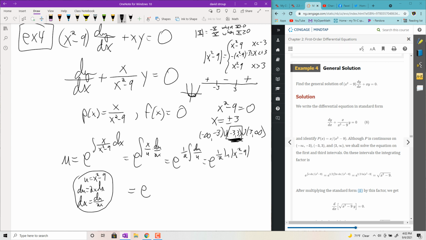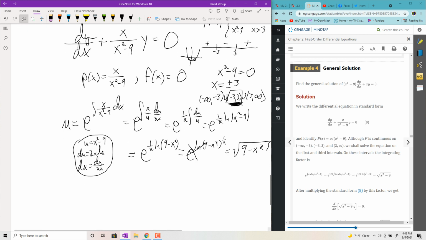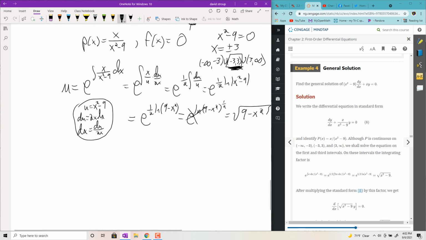So rewriting then my mu, I'll have e to the 1/2 ln of 9 minus x squared, as opposed to x squared minus 9 like they have in the book. And that's because of the choice of interval. Okay, rewriting this, it'll be e to the ln of 9 minus x squared to the 1/2. And then you can resolve this into the square root of 9 minus x squared, just using the rules of inverse functions. Okay, so that becomes our mu.